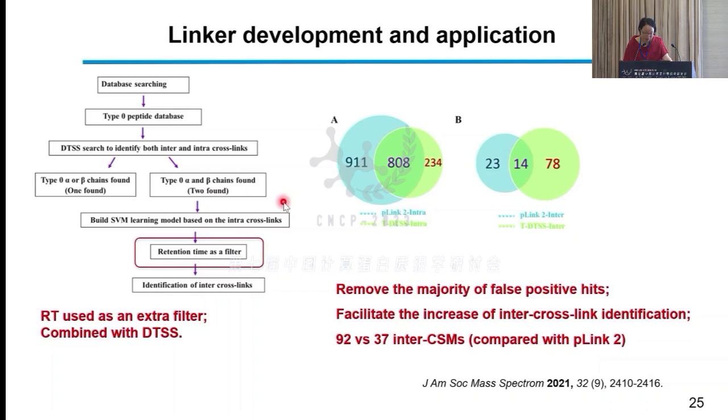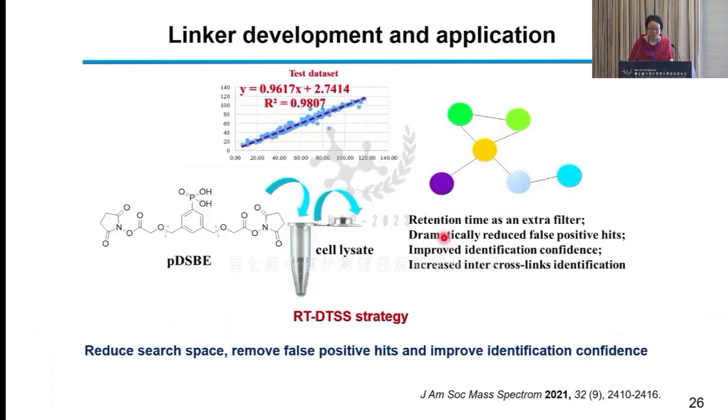19.2 with S35 inter-CSMS were identified by our method and the p-linker method. So we can see we use the retention time as an extra filter. It can reduce searching space and remove false positive hits. Further, it can improve identification confidence.